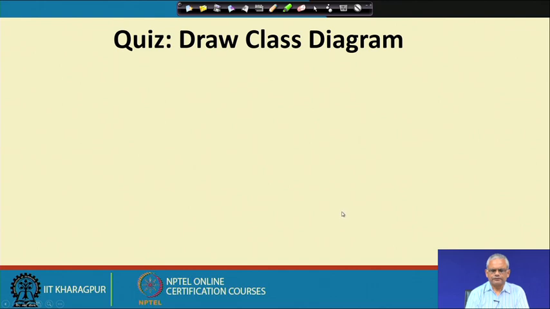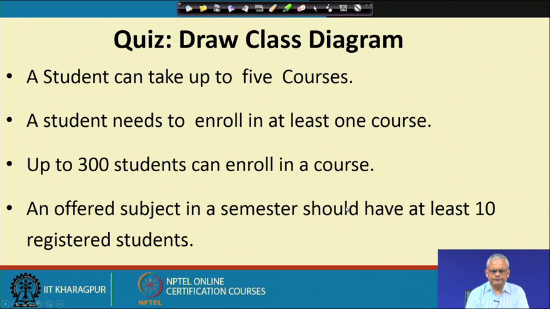Now, please do a small quiz. We need to draw the class diagram. A student can take up to 5 courses. A student needs to enroll in at least one course. Up to 300 students can enroll in a course, and an offered subject in a semester should have at least 10 registered students. Please try to draw the class diagram for this.